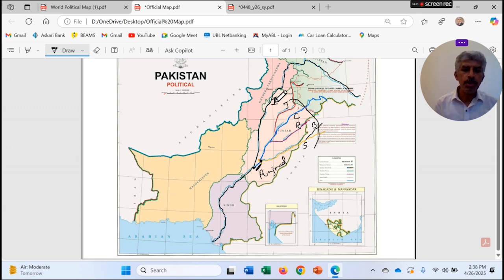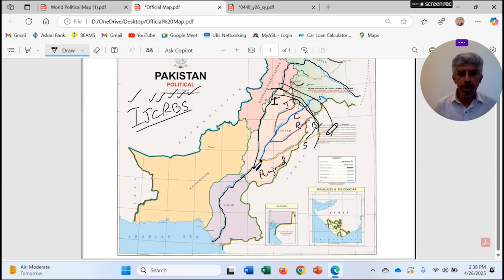Then now the sixth one is Indus. The code I wanted to give you, IGCRBS. Just remember this code, IGCRBS: Indus, Jhelum, Chenab, Ravi, Beas, Sutlej. So this is the series of rivers from your left to your right in this direction. You are supposed to remember them quite easily. So these are the major rivers of Pakistan, and a few more.